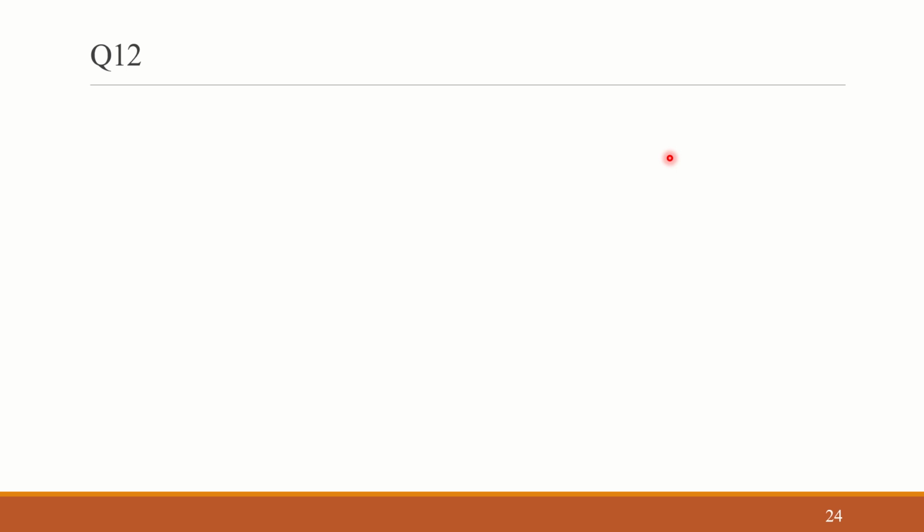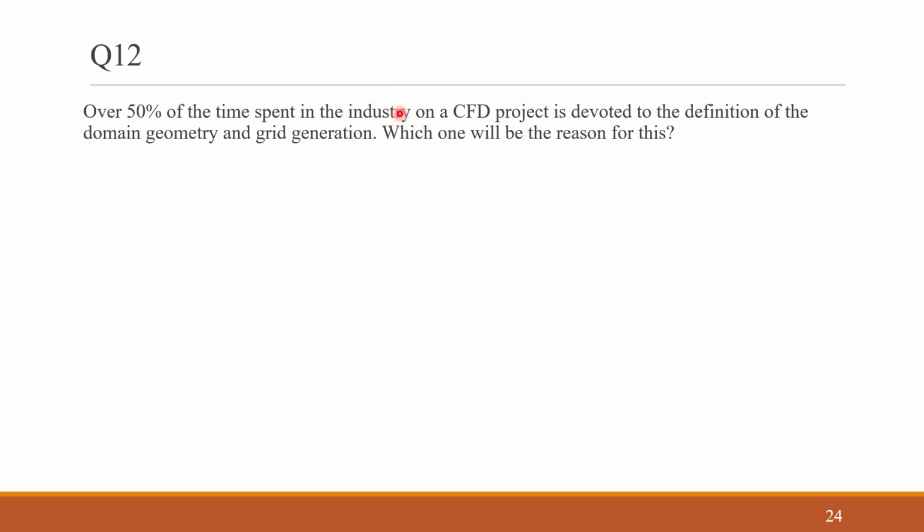Coming to question 12, we have: over 50% of the time spent in the industry on a CFD project is devoted to the definition of the domain geometry and grid generation. Which one will be the reason for this? As I mentioned, when we are dealing with CFD problems and getting the solution for some systems, we spend more than 50% of the time doing pre-processing, wherein we define the domain geometry and generate the grids, that is the mesh. Getting the solution later on would also be time consuming, but that would be comparatively better. Most of the time would be involved in generating the mesh, that too a proper mesh. It is not about generating mesh, but it is about generating the proper mesh.